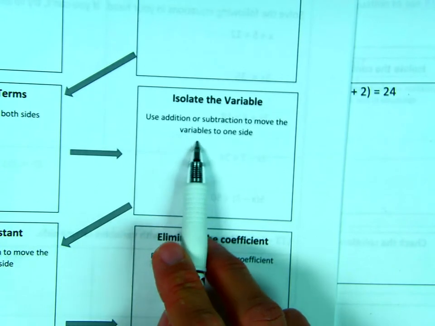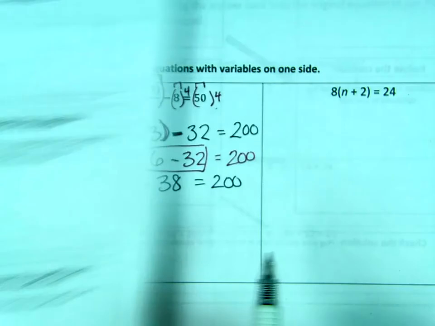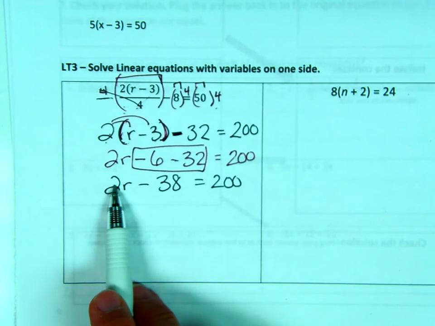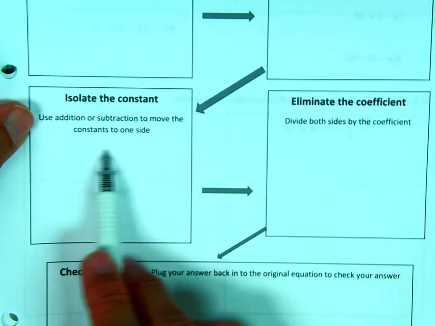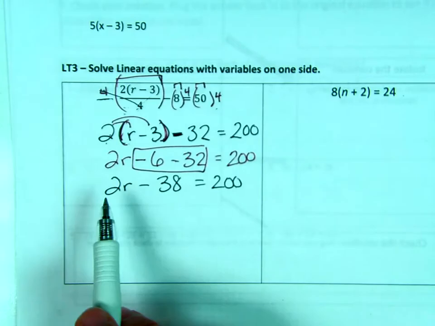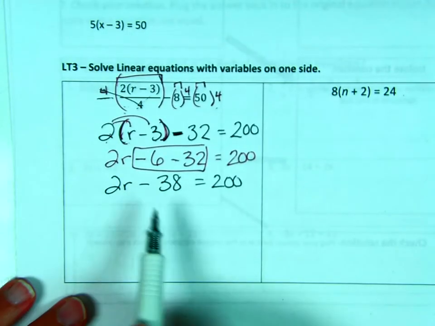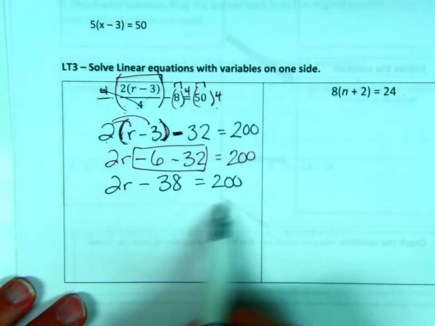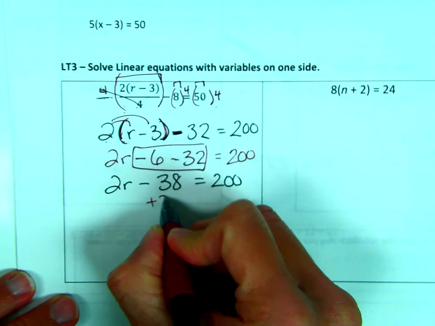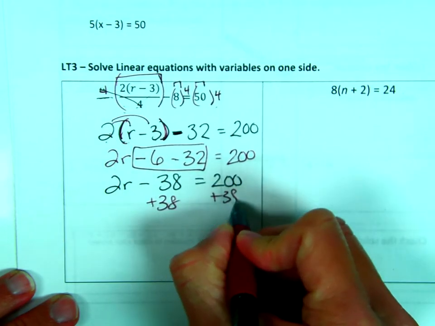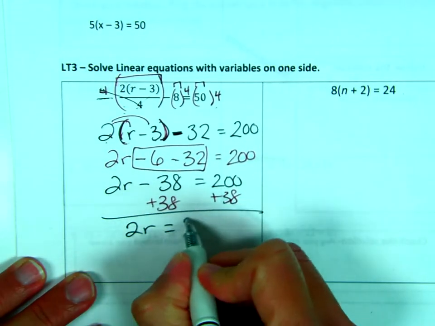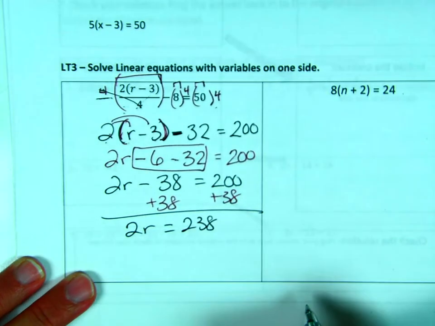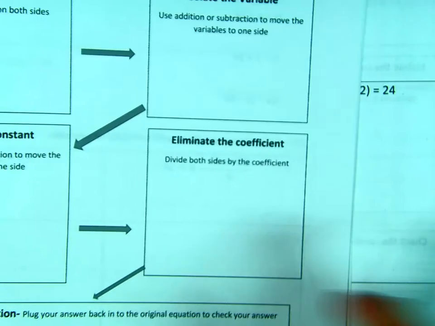Get all the variables on one side. The variables are already on one side. There's no r's on the right side. Isolate the constants, so we want to get all the numbers that are not associated with a letter or variable. Remember, that's a constant, that's a coefficient. We want to get them on the other side. So I'm going to add 38 to both sides. And then I'm going to simplify. So 2r equals 238.